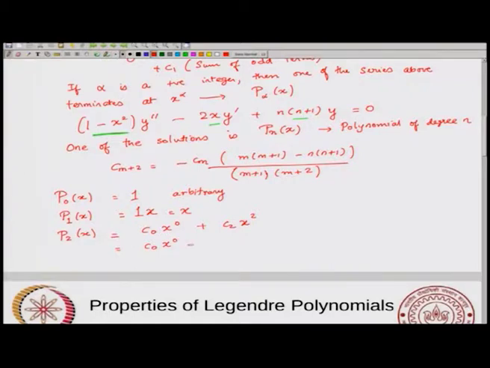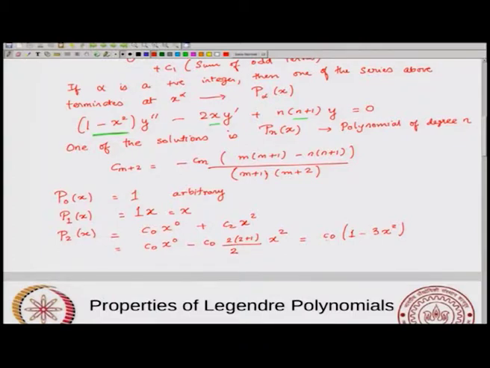Now C2 I can write as minus C0 into alpha plus 1 by 2. But alpha is nothing but n, and n is equal to 2. So I have 2 into 2 plus 1 divided by 2, and this multiplies x square. So finally, this is 2 into 3, 6 by 2, that is 3. So I can write this as C0 times 1 minus 3 x square. Now I can choose any value of C0.